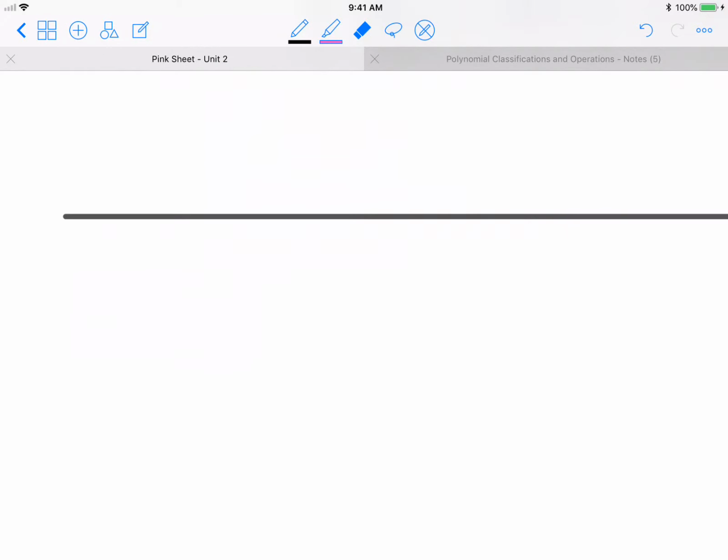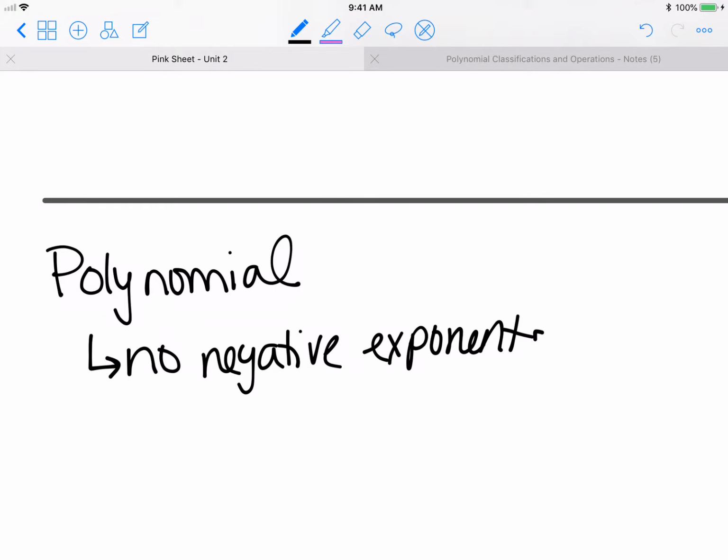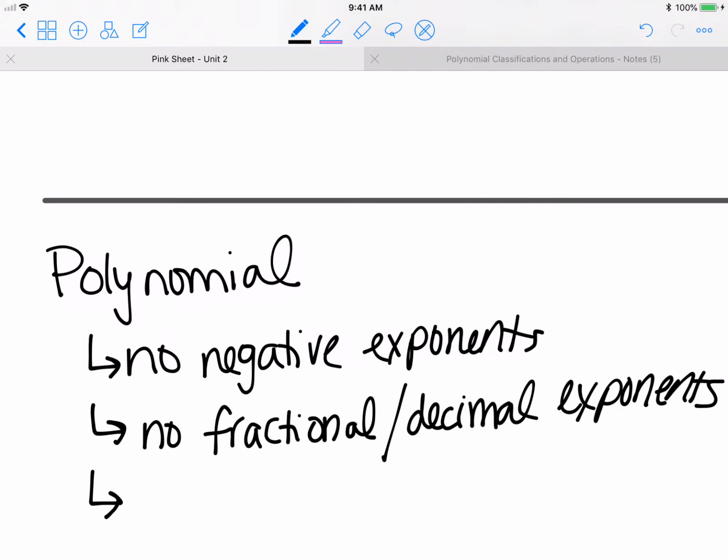Okay, polynomials. So this is kind of classifying them. So I would say polynomials: no negative exponents, no fractional or decimal exponents, and no variables as exponents.